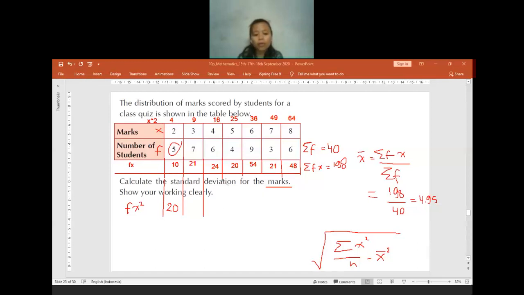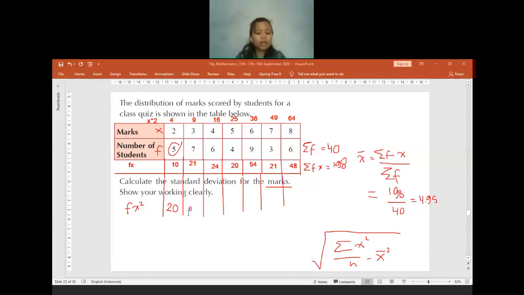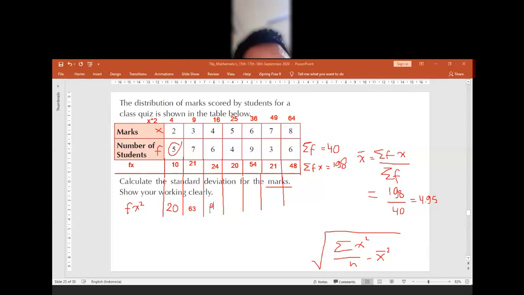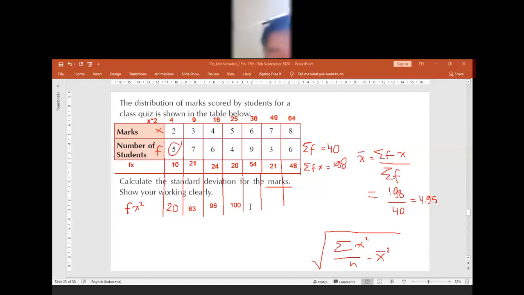Continue for the second fx square, it will be how many? Hello, for the next value. How many? 9 times 7. Yeah, how many will it be? Can you tell me? 63. Okay, 63. Next value. You can use a calculator. 96. Okay, 96, correct. Continue. I'm also using a calculator. 100. Okay, correct. Continue.